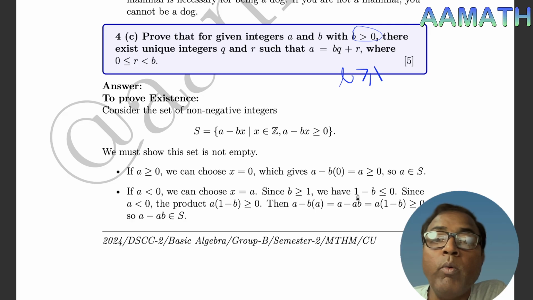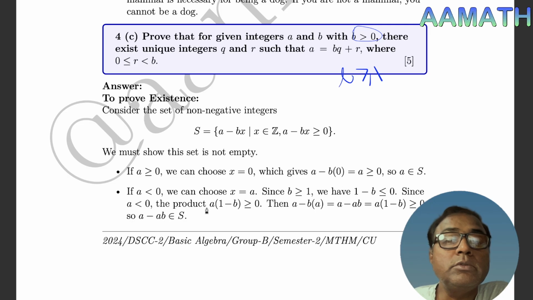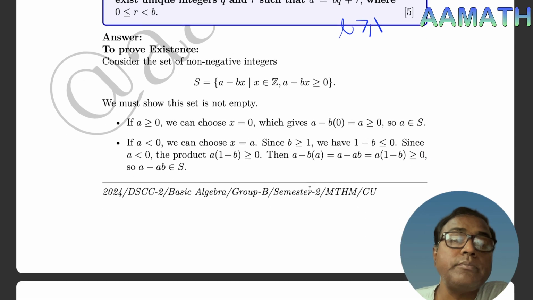We have 1 minus B less than or equal to 0. Since A is less than 0, the product A into (1 minus B) is greater than 0. Then A minus B into A is equal to A minus AB, with 1 minus B as a common factor. This A(1 minus B) is obviously greater than or equal to 0. So A minus AB belongs to S.